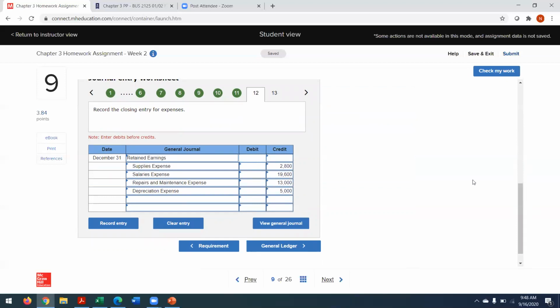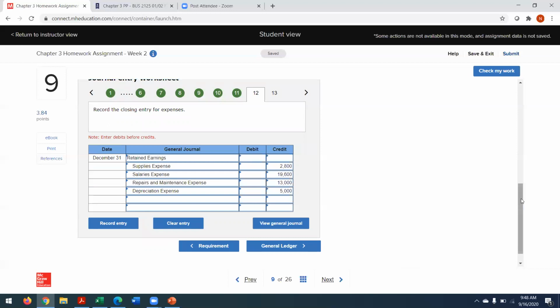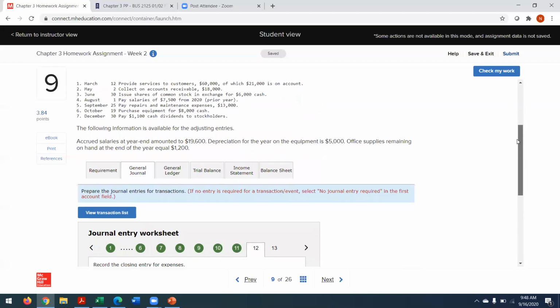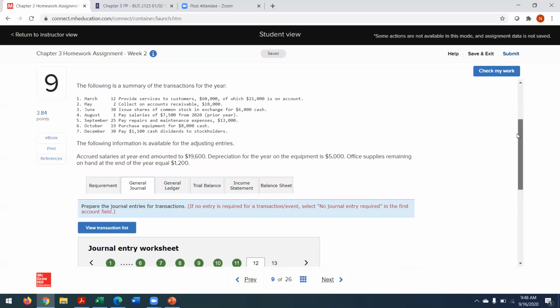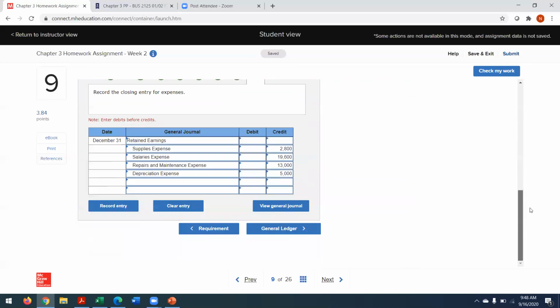Do we have any others? I feel like we're missing one. Salaries, repairs, depreciation. So this should be 22,600, 27,600, 30,400.